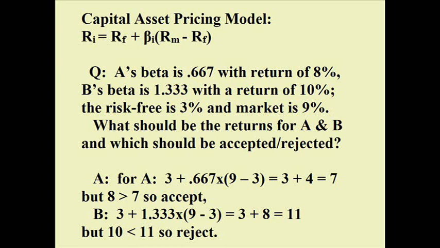Well, for A, it's that 3 intercept. 2/3 of the premium of 6 is now 4. Add them together, we get 7. But it offered 8. 8's greater than 7, but below the market, it's a cash cow. Everybody go moo. And then we have B, again the same intercept of 3. The beta is 1 1/3. 4/3 of the premium of 6 makes 8, and 3 makes 11. But it only offered 10. Even though it was above the market, we're going to reject it because it should have made 11.